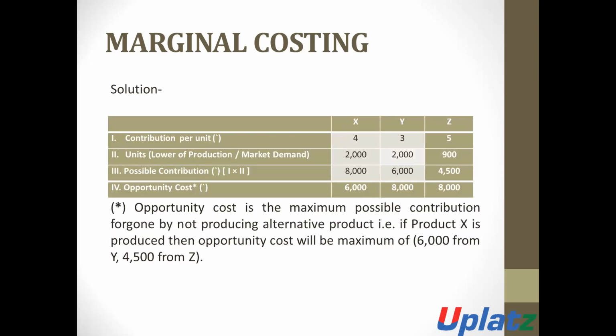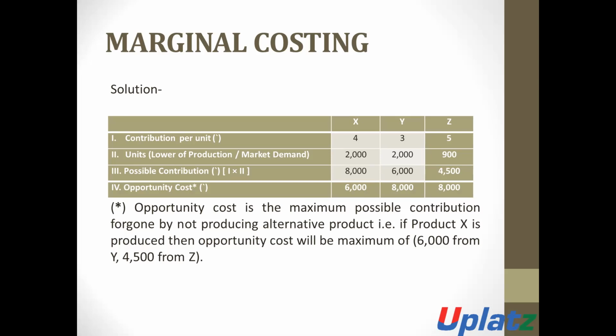First, we will calculate the contribution per unit. The amount of contribution is equal to selling price minus the variable cost. In the case of X, the amount of contribution is 4 rupees. In the case of Y, it is 3 rupees, and in the case of Z, it is 5 rupees.